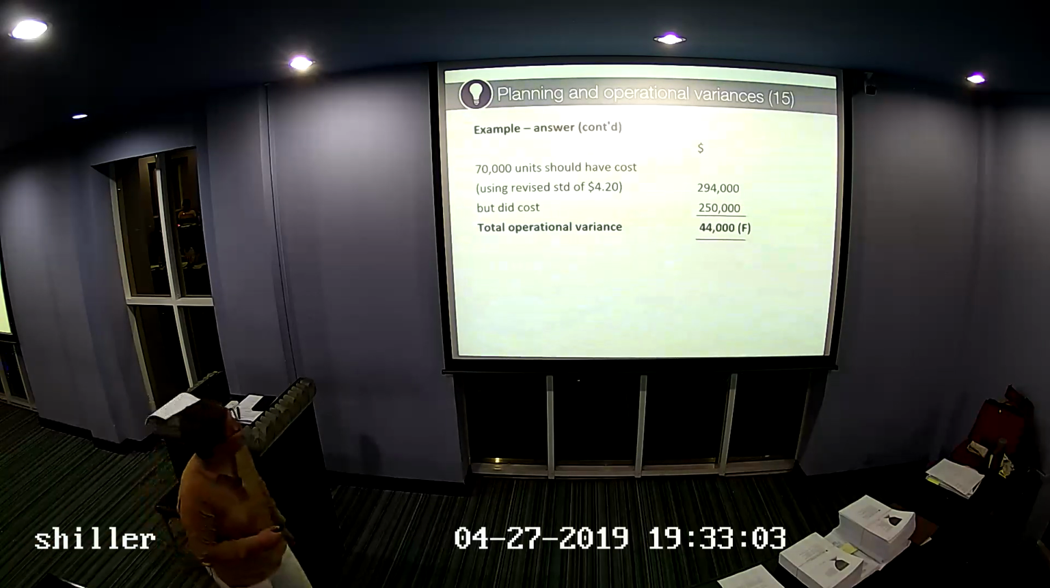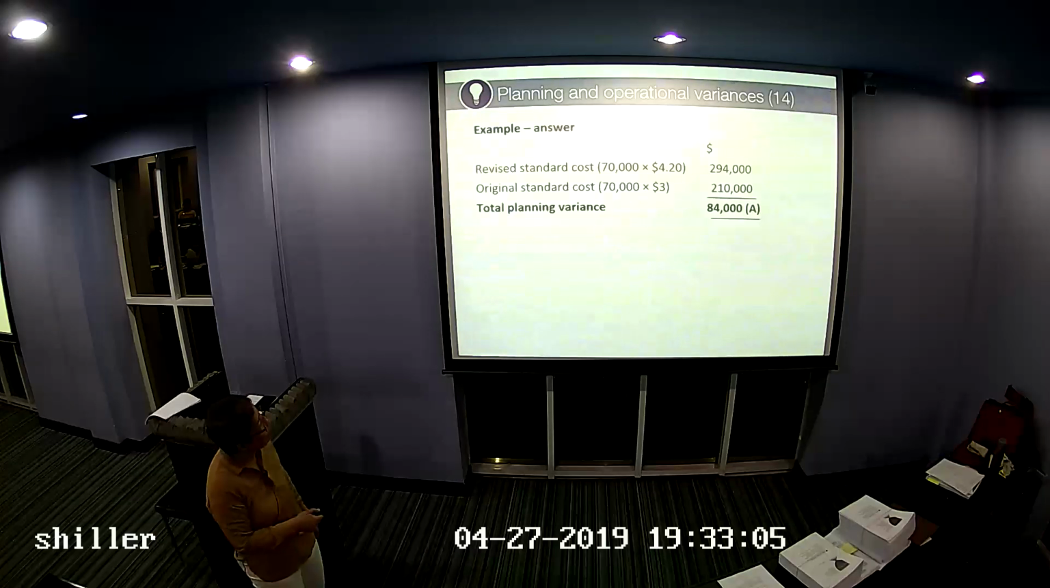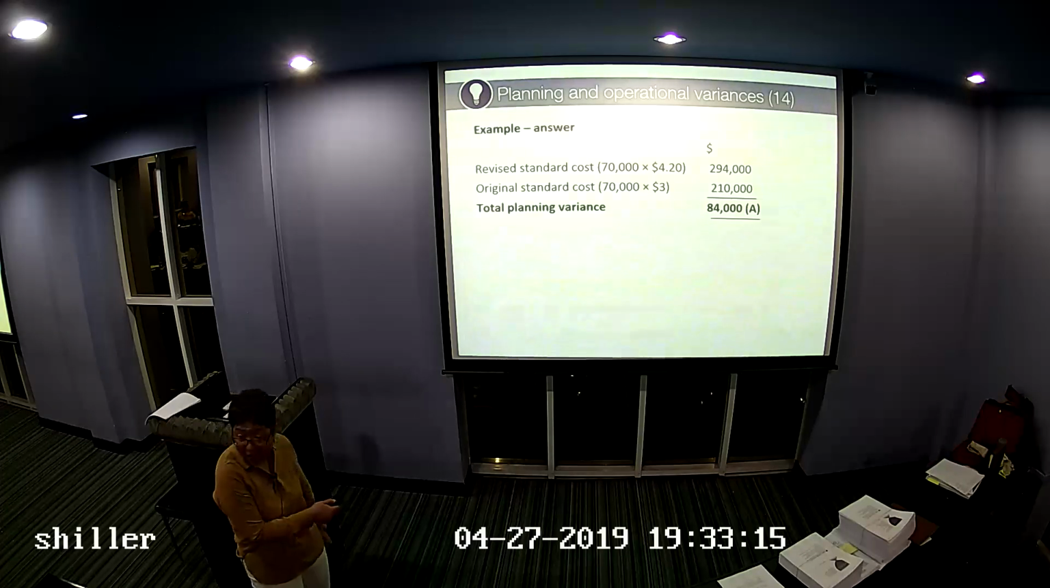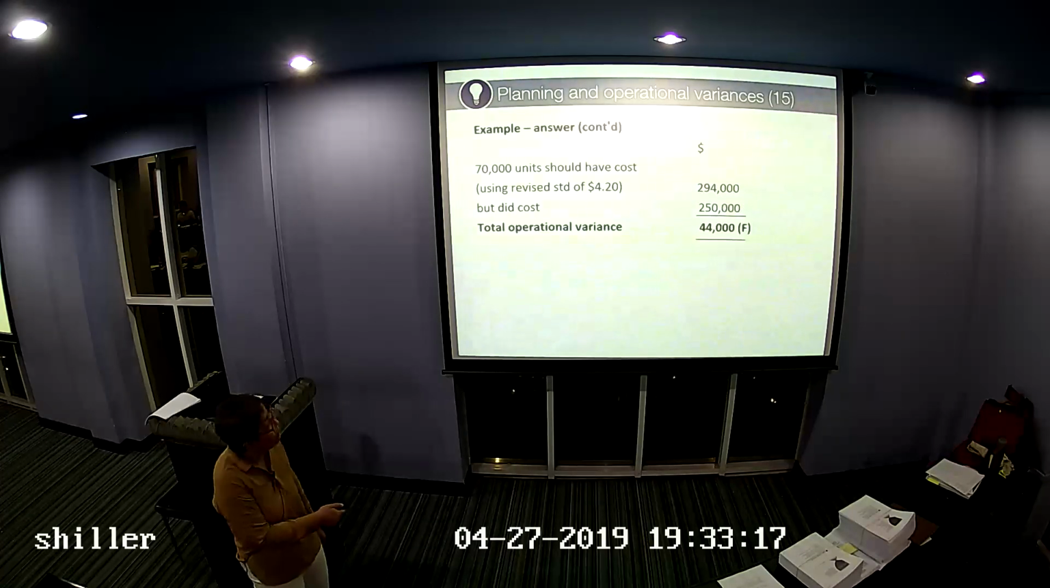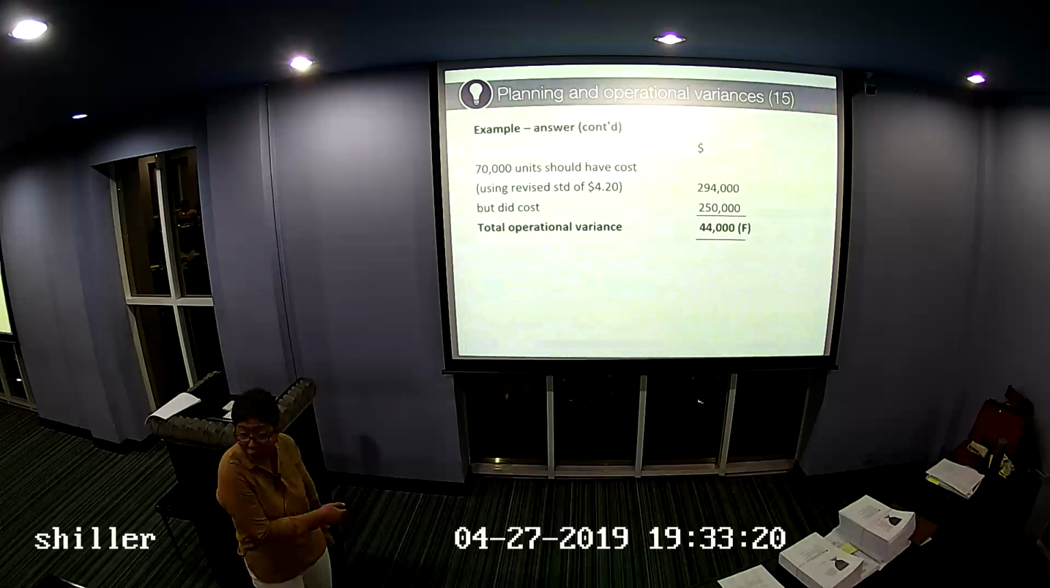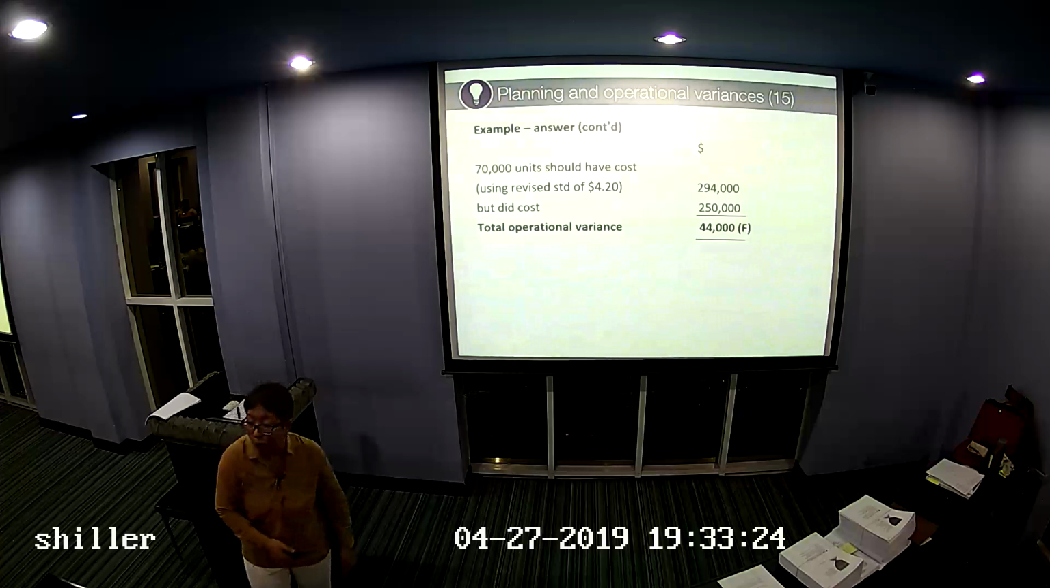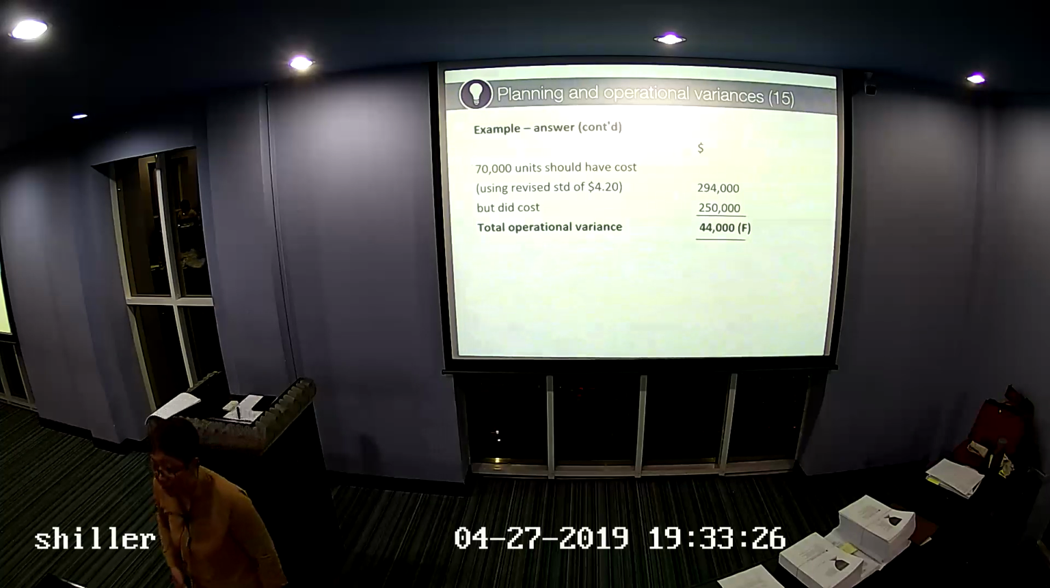Now, for operational variance, which one will you have to use? Because these two are your standards, which standard am I going to use now, 294 or 210? You have to use the revised, yes? The revised versus the actual cost. Do you understand? What do we call this? This is called operational variance. You got that? Operational variance.